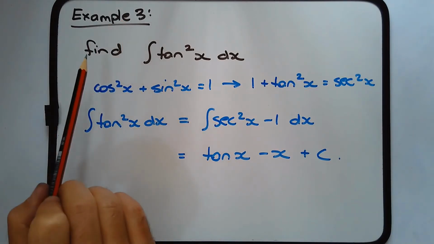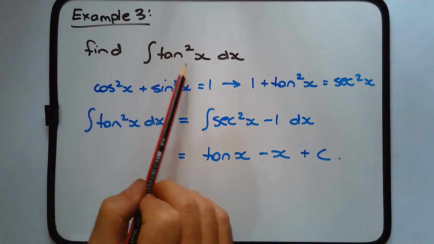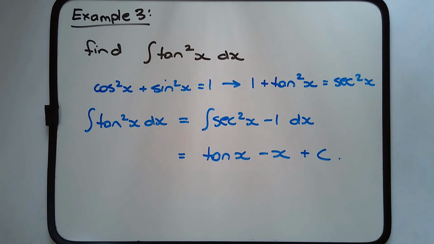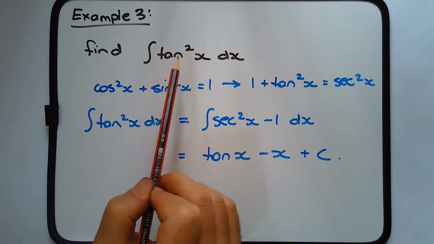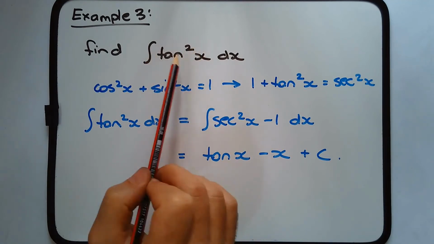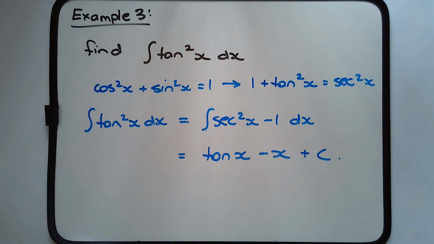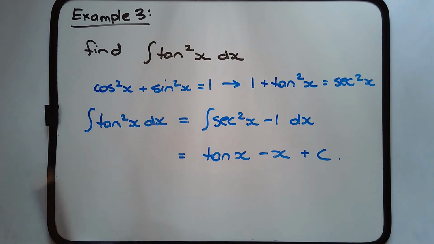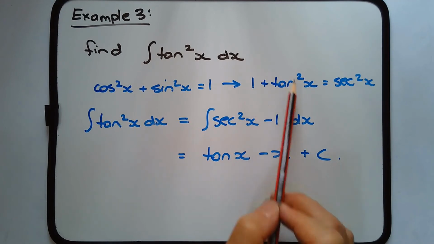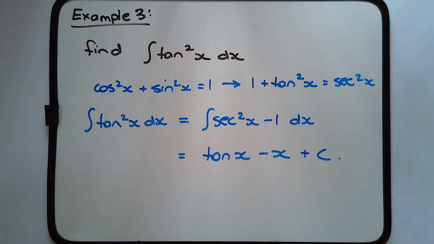Example 3. Find the indefinite integral of tan² x dx. Now it's relatively difficult to integrate tan² x as it is, but we can change the form of this integrand by using a Pythagorean identity. Recall that cos² x plus sin² x equals 1. Dividing all of these terms by cos² x, we get 1 plus tan² x is equal to sec² x.